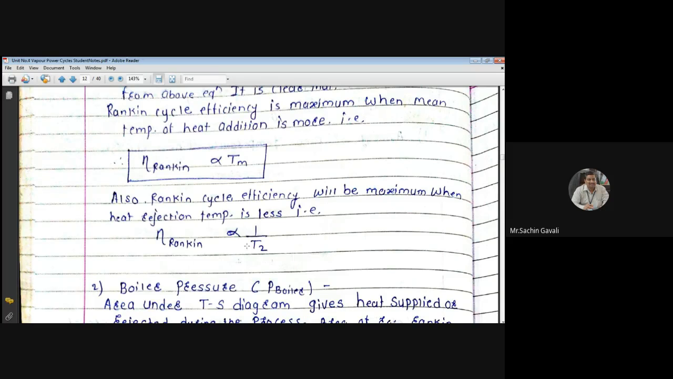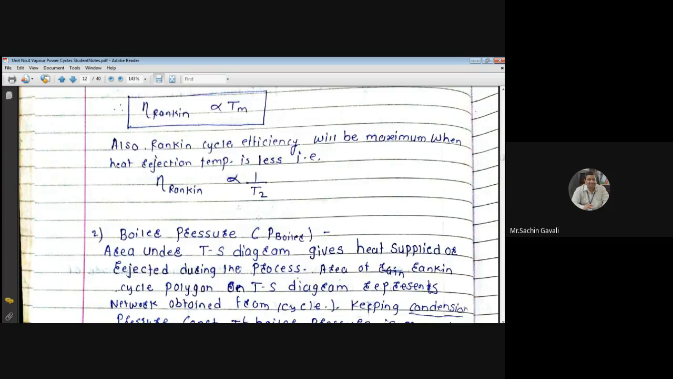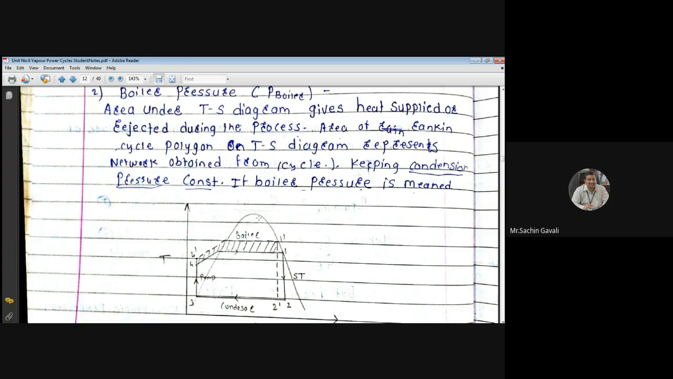Eta Rankine is inversely proportional to T2, where T2 is the heat rejection temperature. Then boiler pressure. Another factor is the boiler pressure. The area under the T-S diagram shows that this is a Rankine cycle polygon 1, 2, 3, 4.